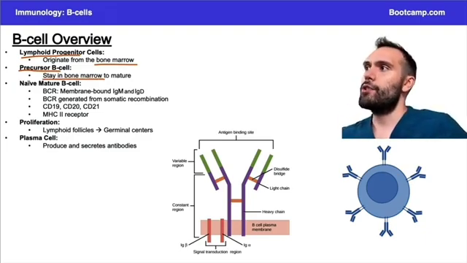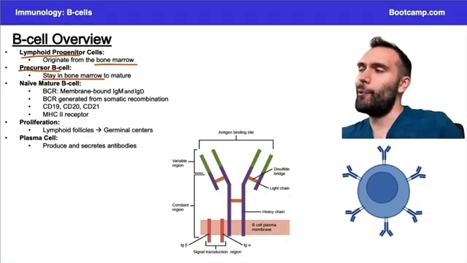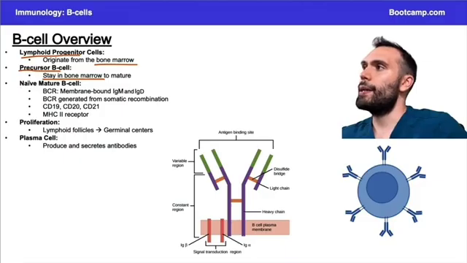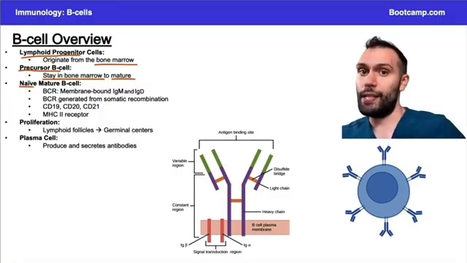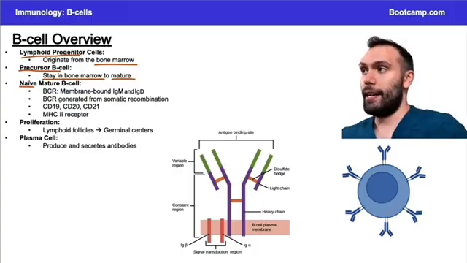Now, once these B cells mature, there is a process that goes along with that, but it's not particularly high yield for Step 1. Again, you might cover it in your immuno courses, but not particularly high yield for Step 1. The big thing here is that once these B cells stay in the bone marrow and mature, they become naive mature B cells. Now, be careful with your terminology here. Remember, naive means that this particular B cell has not come into contact with its antigen.